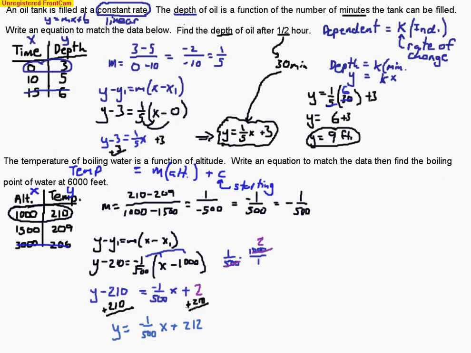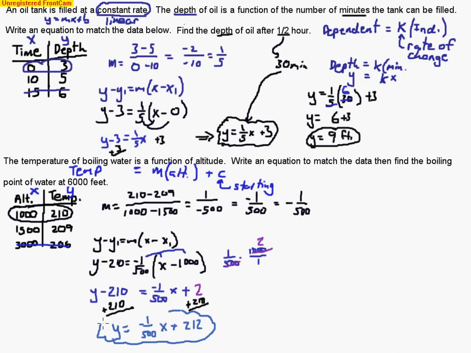The negative 1 over 500 means that for every 500 feet you go up in elevation, the temperature is going to end up decreasing when it's boiling. So we've got our equation. We can go ahead and put that in the answer box.